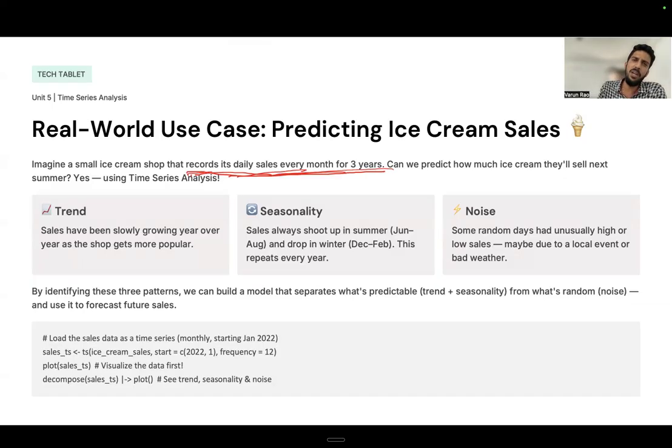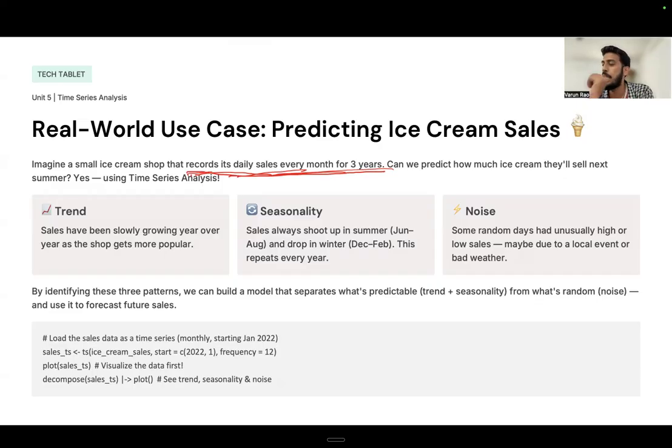Now, is it possible for anyone to predict how much sale you will have in the next month or in the next summer? Oh, yes, you can. And that is exactly what time series does. When you're using time series, you would be able to understand the behavior of the ice cream shop. When would people buy? At what season would you see a high? At what season would you see peaks and lows? All these can be understood.